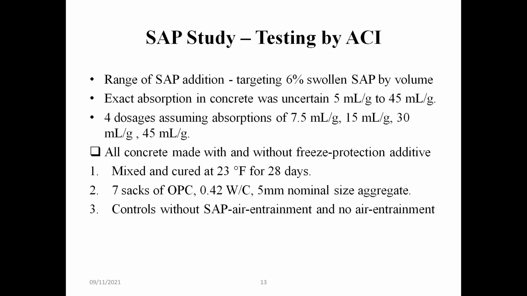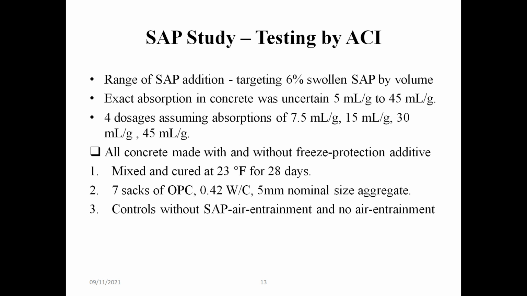The second study of SAP was done by the American Concrete Institute. The range of SAP addition was targeted at 6% swell in SAP by volume. Exact absorption rate in concrete was uncertain, although the amount added ranged from 5 ml to 45 ml per gram. Four doses were used, assuming absorption rates of 7.5, 15, 30 and 45 ml per gram.